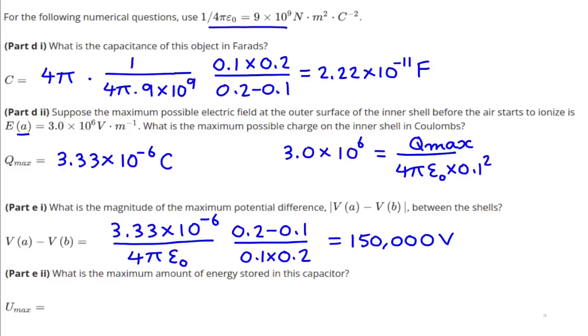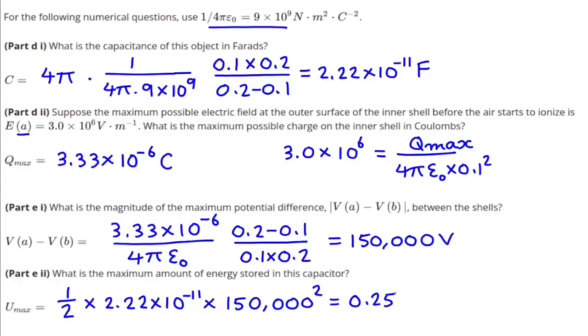And now we can calculate the maximum energy stored in the capacitor. So that's 1/2 by the capacitance in farads, being 2.22 by 10 to the minus 11, by the square of the maximum potential difference. So that'll be 150,000 volts squared, which is 0.25 joules. And we can move on to part F.